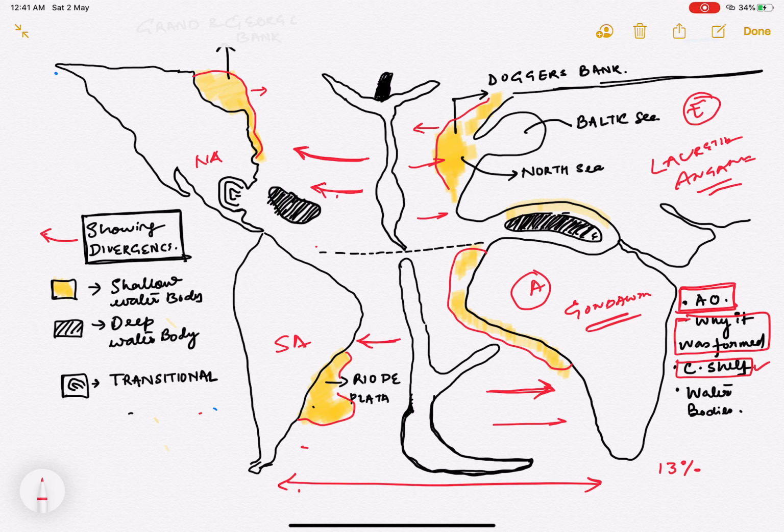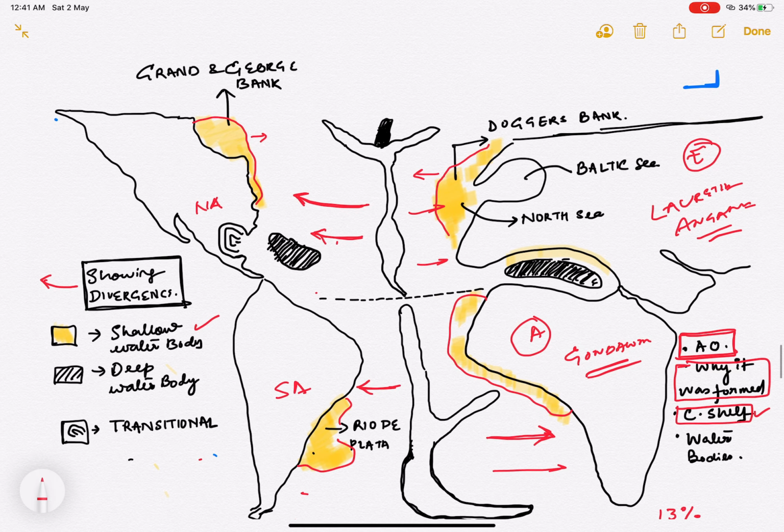Next, due to this continental shelf, we also have the shallow water body. What are the shallow water body? If you basically see the shallow water body, first of all, let's discuss about all this continental shelf. We have the Grand and the George Bank in the northwest. We have the Dogger Banks in the northeast. Next, we have over here is your Rio de la Plata over here in South America. Now these are some of the extensive continental shelf.